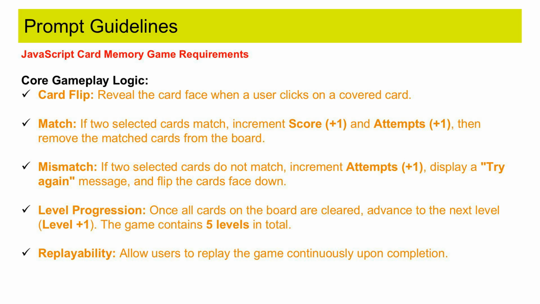Implement game controls and data logging, including reset functionality, performance tracking, and file export for comprehensive game management. Card flip. Reveal the card face when a user clicks on a covered card. Match. If 2 selected cards match, increment score +1 and attempts +1, then remove the matched cards from the board. Mismatch. If 2 selected cards do not match, increment attempts +1. Display a try again message and flip the cards face down.